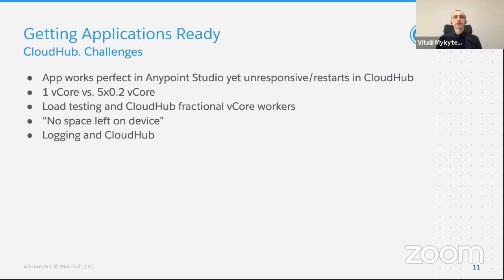We also usually face challenges when we do load testing of applications in CloudHub. Or, for example, the application was working fine locally and did not cause any issues. We deployed to CloudHub, and we noticed an error in the logs, like no space left on device, because CloudHub has limited resources. Let's talk about this as well. And also, let's talk about logging in CloudHub. I think it's a very important topic, because logging has a negative impact on any type of deployment, but in particular on fractional vCore workers.